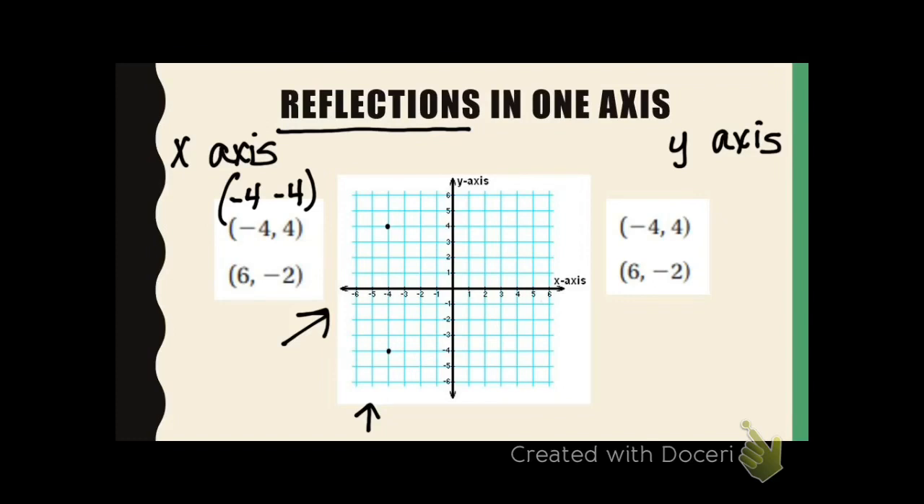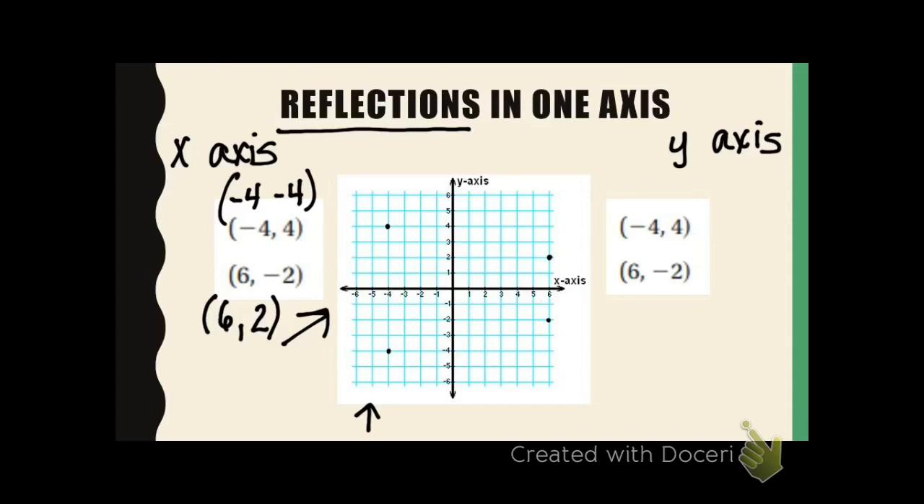All right, so let's try 6, -2. I'm going to go across to 6. I'm going to go down to -2. To do my reflection, because I'm doing it in the x-axis, my x value stays the same. I change the sign in front of my y. So now I have 6, 2. Again, if I folded my paper in half using the x-axis as my fold line, my points would line up, and I would have made a true mirror image or a reflection.